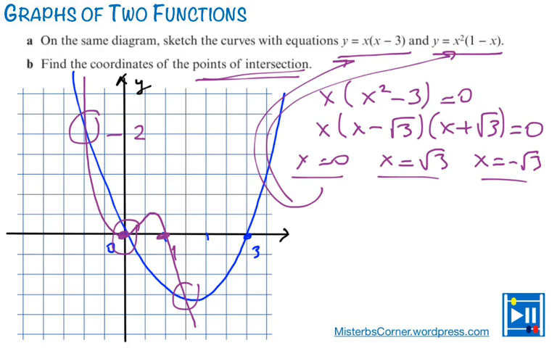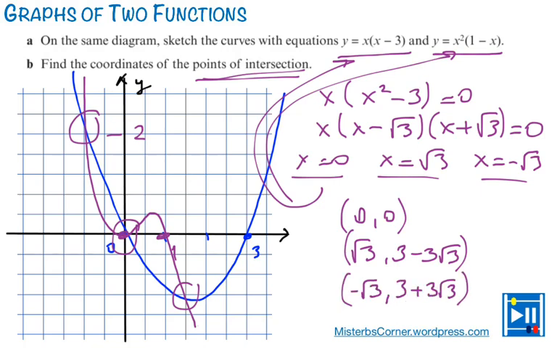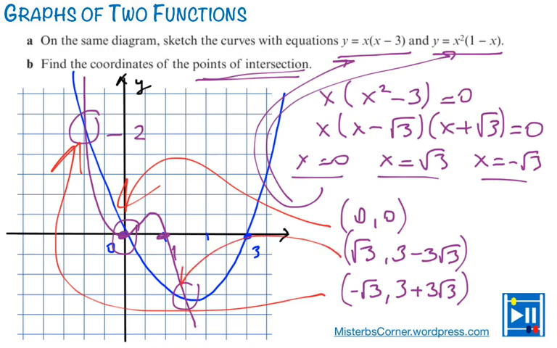you're going to end up finding that it's going to be either (0, 0), right, or (root 3, 3 minus 3 root 3), and (negative root 3, 3 plus 3 root 3). So basically this is this one, right? That's the origin, and it's this one we're talking about. So these are the coordinates that we found. Another example.